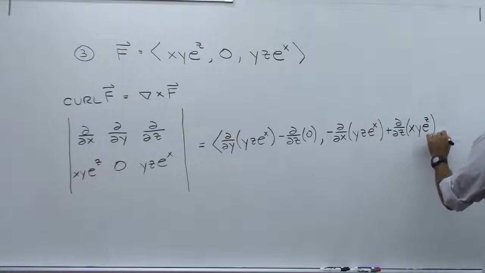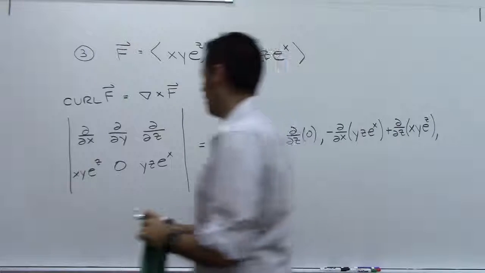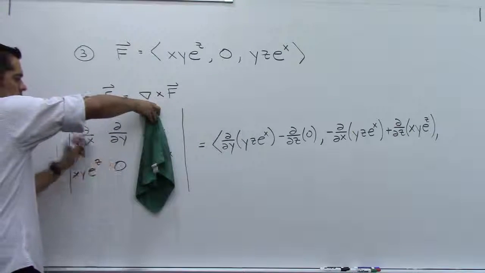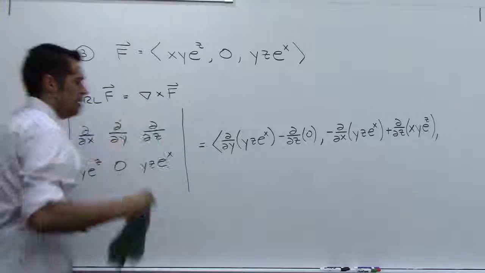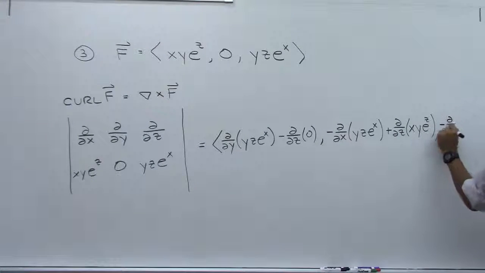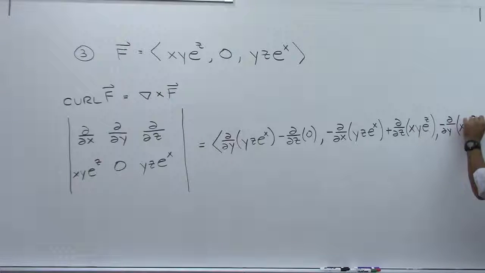And then my last component, which I may not be able to get on here, I cover this up. I do here to here, which is 0, minus here to here. So I'm going to have negative partial with respect to y of xy e to the z.